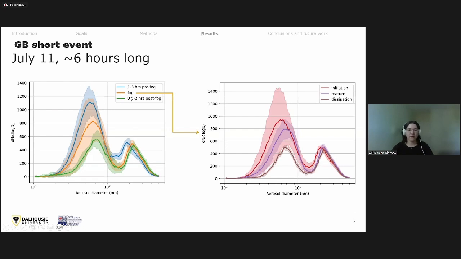And if we look at the aerosol size distribution during the fog event, in this figure the whole fog period is split into the initiation stage of fog in red, mature stage in purple, and the dissipation stage in brown. So yeah, again, we see the same: from the beginning of the fog up to the dissipation stage, the aerosol concentration in this Aitken mode here decreased. However, in the accumulation mode, the aerosol concentration didn't change that much in any of the fog stages.